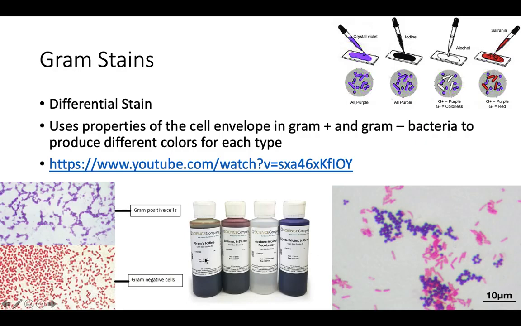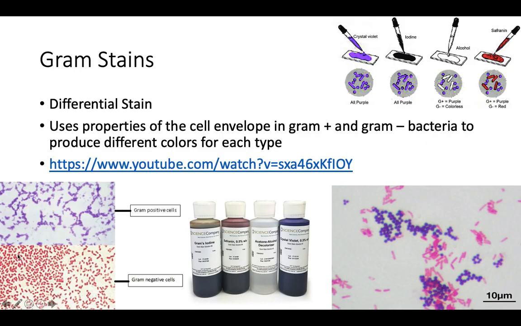There are four different chemicals involved in a gram stain. That's why it's called differential. It allows the gram-positive bacteria to come out a different color than the gram-negative bacteria. Now, if you refer back to the differences between our gram-positive cell wall and our gram-negative cell envelope, we have a large, thick peptidoglycan layer and one cell membrane in our gram-positives, and a very small peptidoglycan layer, an outer and an inner membrane in our gram-negatives.